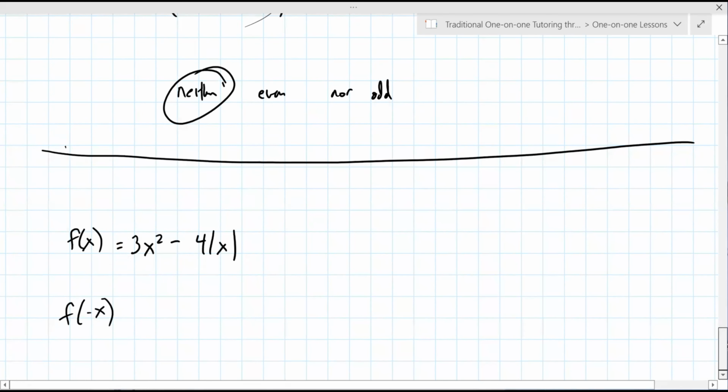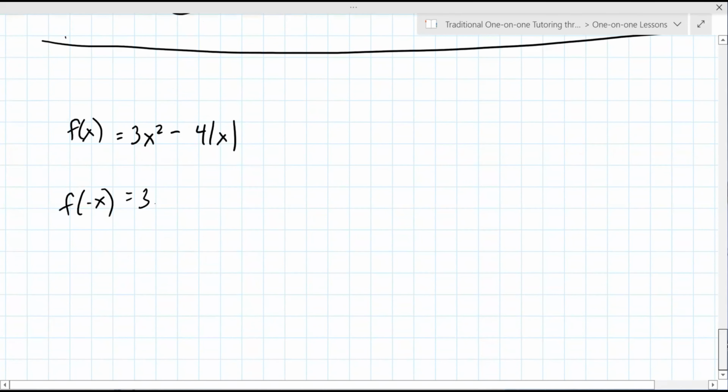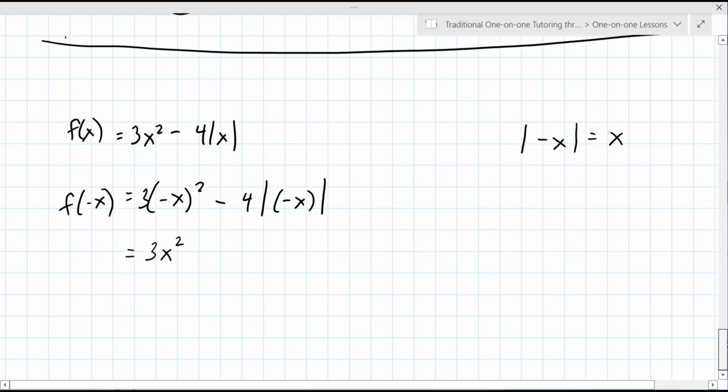So f of minus x. You're plugging in minus x for x. Wherever you see an x, put it in parentheses. If it's in absolute value, you can put it in parentheses, but we're going to drop it here in a moment. So minus x squared becomes just x squared. The absolute value of negative x is x. The absolute value always returns positive. So this part right here becomes x. Okay.